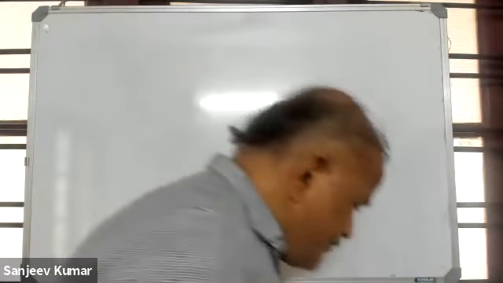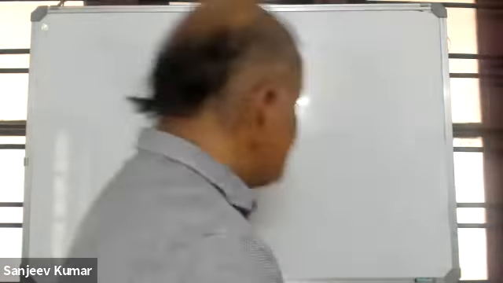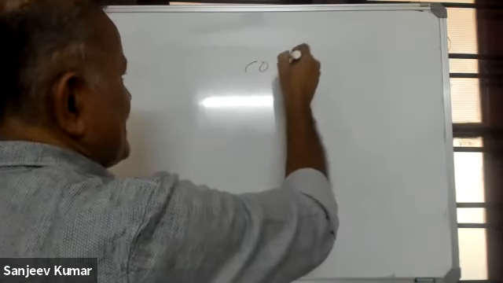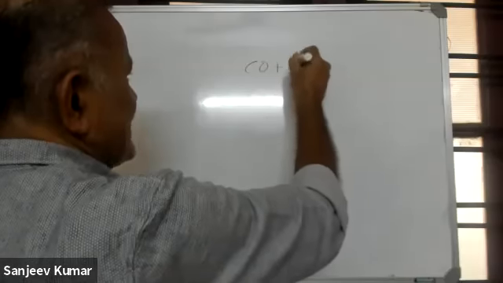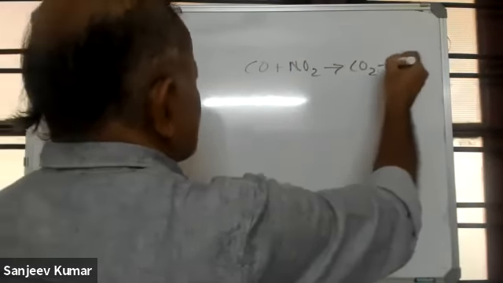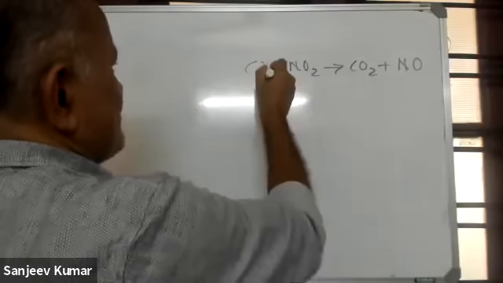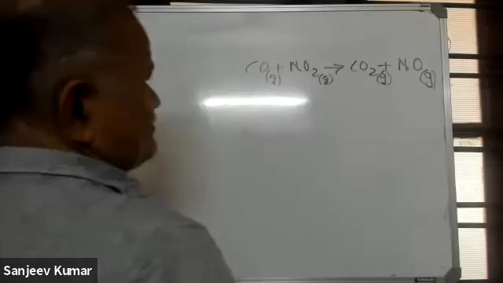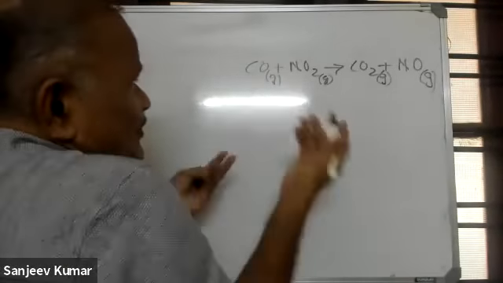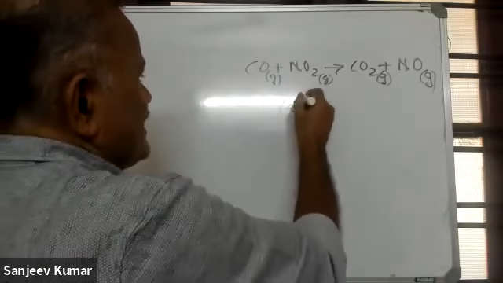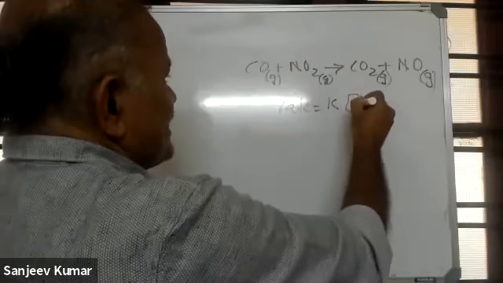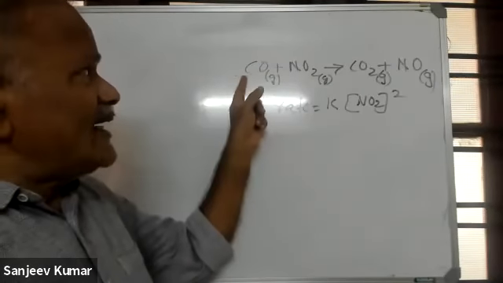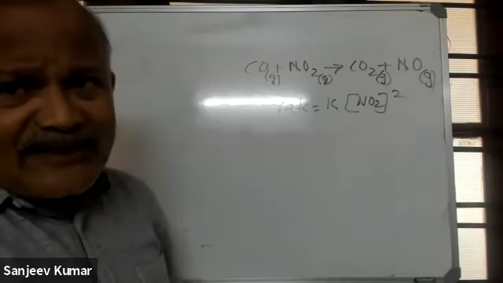If you consider the reaction carbon monoxide gas plus NO2 gas gives carbon dioxide gas plus NO gas, and the experiment is carried out and the rate law is found, the rate is equal to K into active mass of NO2 raised to 2. That means it is zero order with respect to carbon monoxide and second order with respect to nitrogen dioxide.